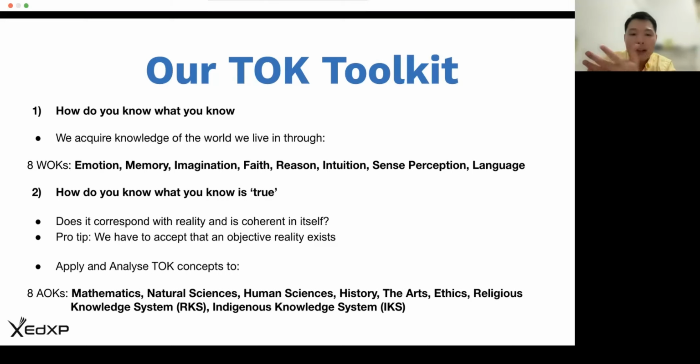And of course, there are the 8 areas of knowledge, or the AOKs. You should by now already have some of your favorite areas of knowledge. Those of you who are in STEM, you love your sciences, you love your mathematics, then of course you're going to choose mathematics and natural sciences. Those of you who are doing economics, psychology, or geography, or whichever it may be, then you might like the other areas of knowledge. So go and pick ones that really resonate with you, because if you have interest in it, then you can really understand it a little bit better. So this is just the TOK toolkit for you.